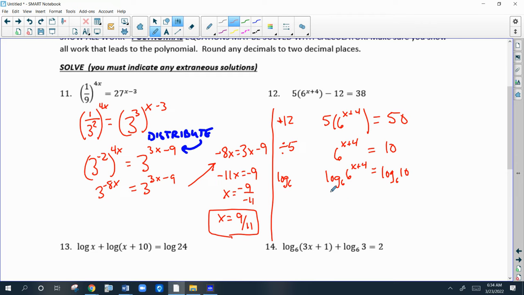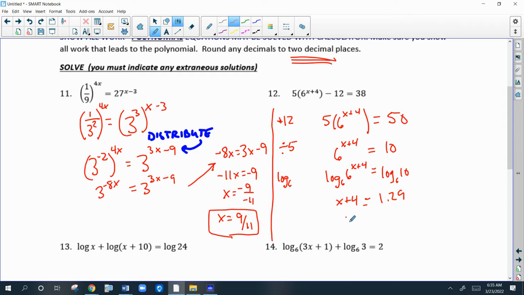So log base 6 and 6 will cancel each other out. Log base 6 of 10, you're going to have to do on your calculator. You can leave it as log base 6 of 10 if you want. Or since this is a calculator part, you can actually type that in the calculator. And I got 1.29. I'm going to round it to 2 decimal places.